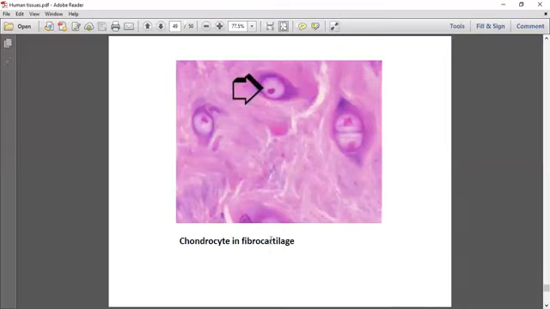Cross-section of fibrocartilage. The basic cell is the chondrocyte, surrounded by a lacuna. The matrix is rich with collagen fibers. The number of cells is limited compared to the matrix that has a large amount of collagen fibers. As you know, fibrocartilage doesn't have a perichondrium, which is the external membrane or sheath enclosing the cartilage.